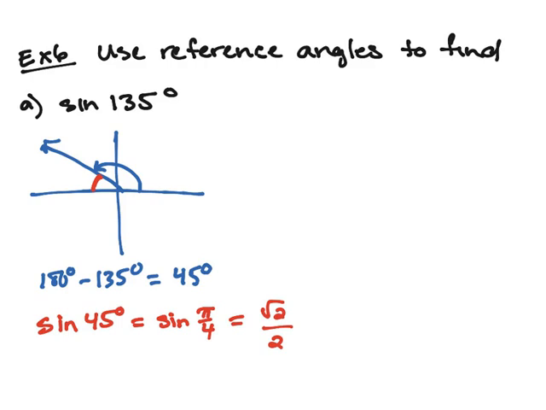Now I'm in quadrant 2. So let's put our all-star trig class on here. Quadrant 2, sine is positive. So what this tells me then is that sine of 135 degrees is the same thing as sine of 45, which was the reference angle we used, and it's positive because we're in quadrant 2.